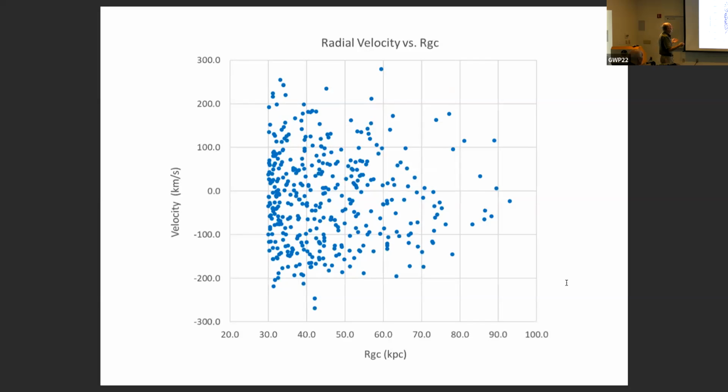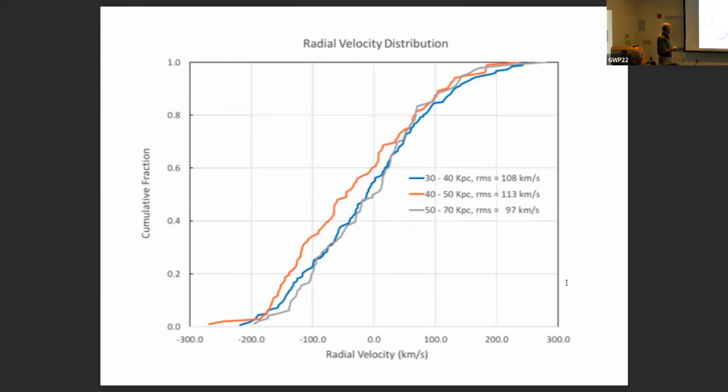You can do the same thing. What's the radial velocity versus the distance from the galactic center? And you can see here the velocity dispersion is not as high as what Andy Layden was talking about. This is way out in the halo. If you take a cumulative radial velocity distribution, what you find is that the velocity dispersion tends to be about 110 kilometers per second. Maybe in the furthest sample, it's about 100, a little less.